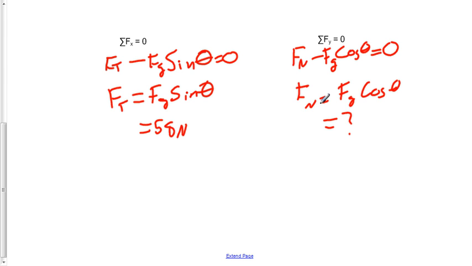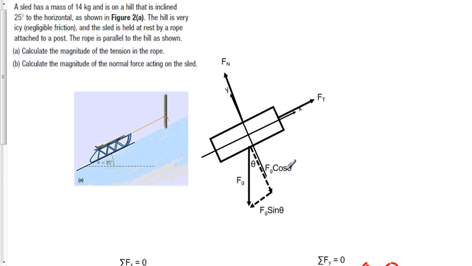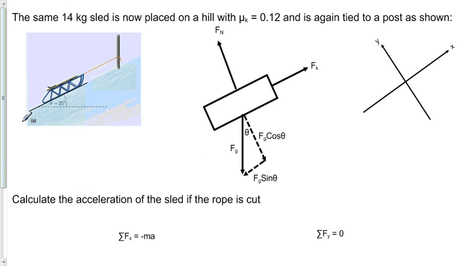All right, so we found the tension force, we found the normal force, so I think that question is finished. We've answered everything. Great, so let's move on then to the next part of the question. So now we've got the same sled, but what's going to happen is we have a coefficient of friction, and we're going to cut the rope. So we're going to take this rope, we're going to slice it, so let this thing slide, and we want to see what's the acceleration going to be.